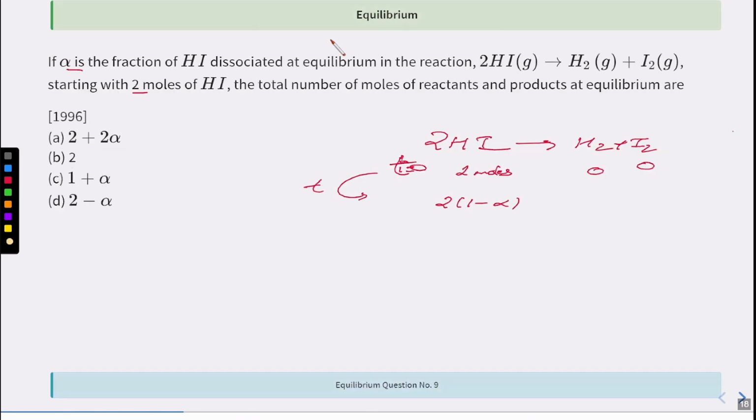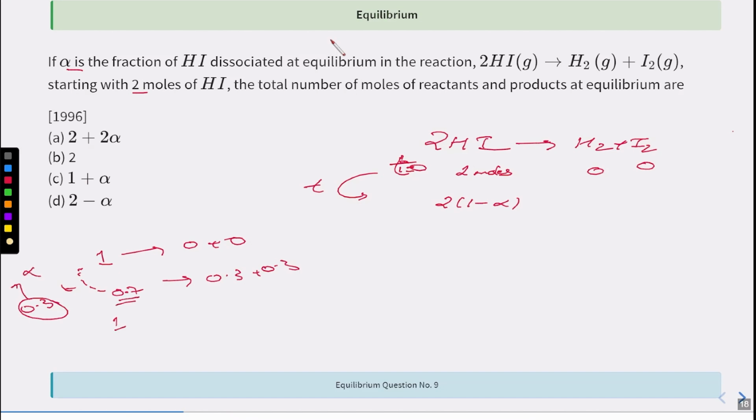Now here is the thing. Suppose I had 1 mole, and then that was 0 and 0 initially. Let us say after time t, 0.3 moles went. So I'm left with 0.7 moles, and obviously 0.3 plus 0.3 is formed over here. Now what I'm telling is consider this thing is alpha. So they have told that this is alpha over here, the fraction of HI dissociated.